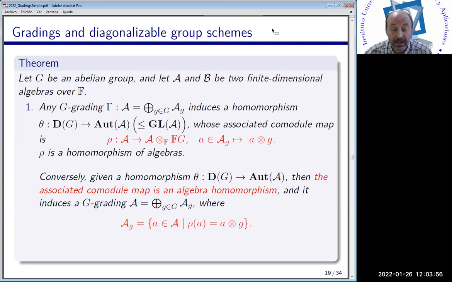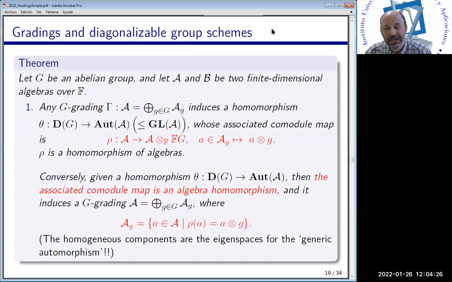So G-gradings, starting with an abelian group G, are given by homomorphisms from the corresponding diagonalizable group scheme into the group scheme of automorphisms of the algebra A. And this is key to study gradings over fields which are not algebraically closed of characteristic zero. We have to forget about the diagonal groups of the gradings and consider these diagonalizable groups. And again, the homogeneous components are just the eigenspaces for the generic automorphism.